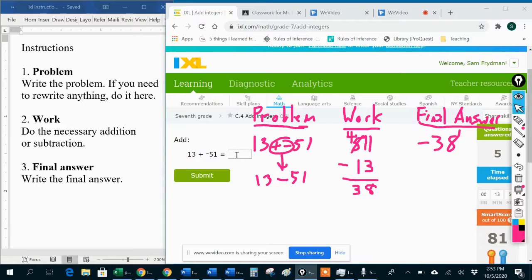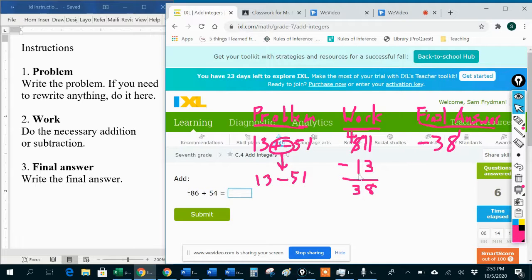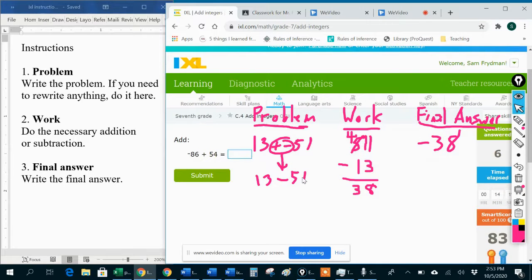Okay, and again, you don't have to draw a whole number line, but if you just imagine it in your head, it should make sense. If you start at positive 13 and then you go 51 spaces to the left, because we're adding a negative, you move to the left, you would end up at negative 38, not positive 38. Also, if we're subtracting a positive, we move to the left. Okay, all right.